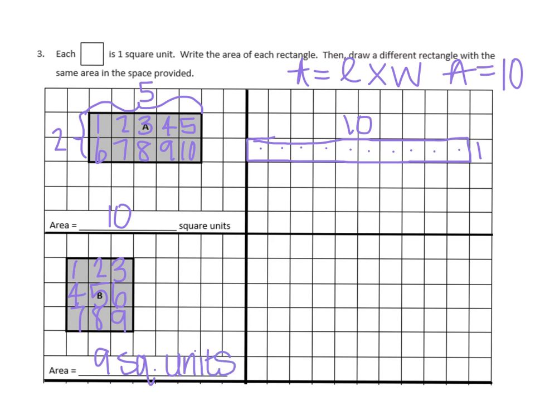So now I have to think about what other multiplication facts will equal 9. Here we had 3 as our width and 3 as our length. So what others will give you 9? So we could do 1 times 9. So we have 1, 2, 3, 4, 5, 6, 7, 8, 9. So here would be my rectangle with 1 as my width and 9 as my length.